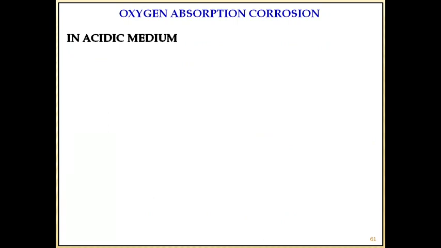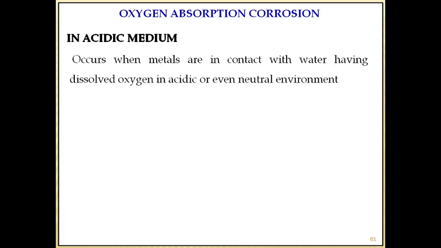So now let's discuss oxygen absorption corrosion. Here also we have to study at two different conditions, in acidic medium as well as in alkaline medium. It occurs when the metal is in contact with water having dissolved oxygen in acidic or even in neutral medium. So this process can occur even in neutral medium when it is in contact with a sufficient amount of oxygen and when there is a conducting medium.